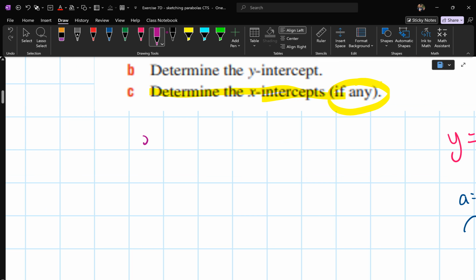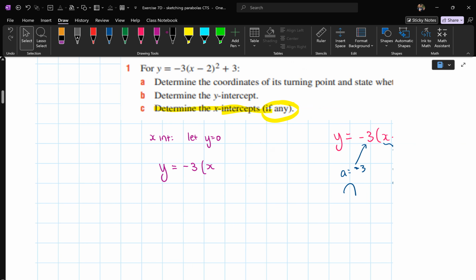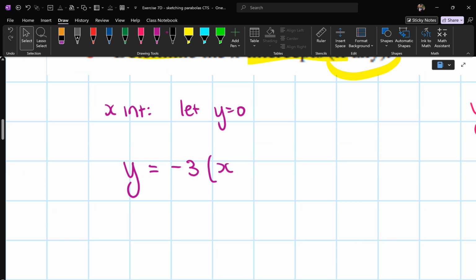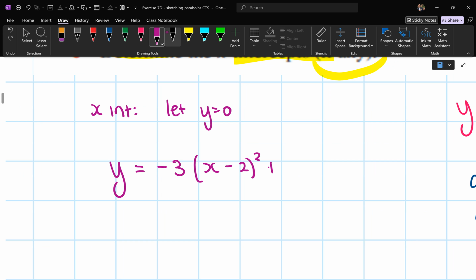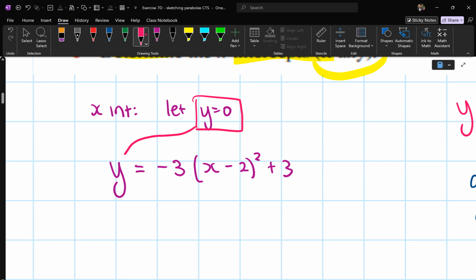How do you find the x-intercept? We know to find the x-intercept, we're going to let y equal to 0. This is our equation. We've got y is equal to -3 bracket x minus 2 squared plus 3. We're saying that let y equal to 0, and you get 0 is equal to -3 bracket x minus 2 all squared plus 3, right?